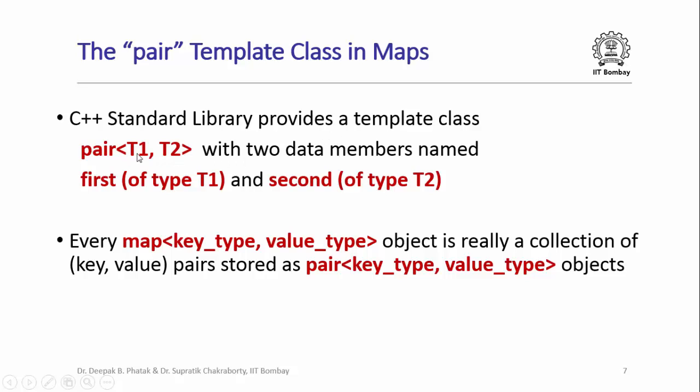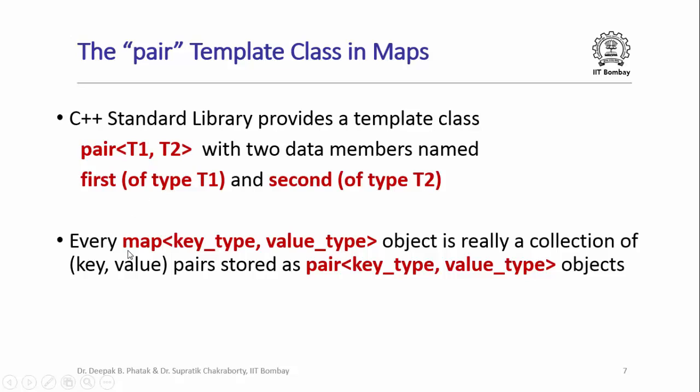Now the pair template class has two data members named first and second. This class can be instantiated with two data types, T1 and T2, and the data member first has the type T1 and the data member second has the type T2. Now why are we discussing the pair class when talking about maps?